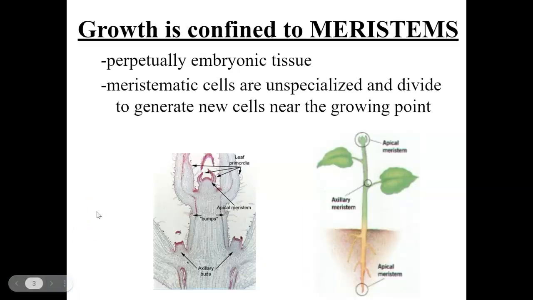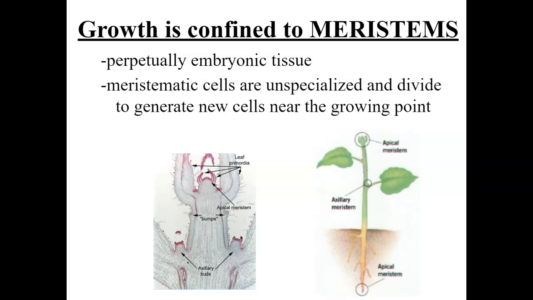Growth is confined to the meristems. The meristematic tissue is tissue that is perpetually embryonic, which means it just continues to divide by cell division over and over again. These are the stem cells for plants. Meristematic cells are considered to be unspecialized or undifferentiated, so they have not yet become specialized to have specialized jobs. That will happen later when they are no longer meristematic cells, and they continue to divide near the points along the plant where the plant is still growing.